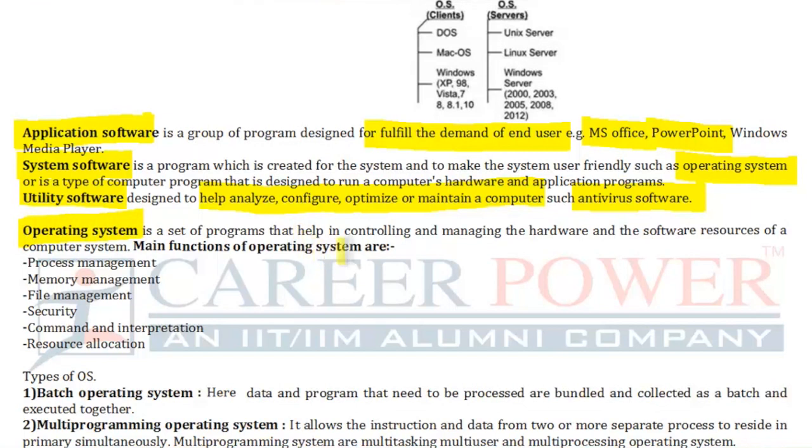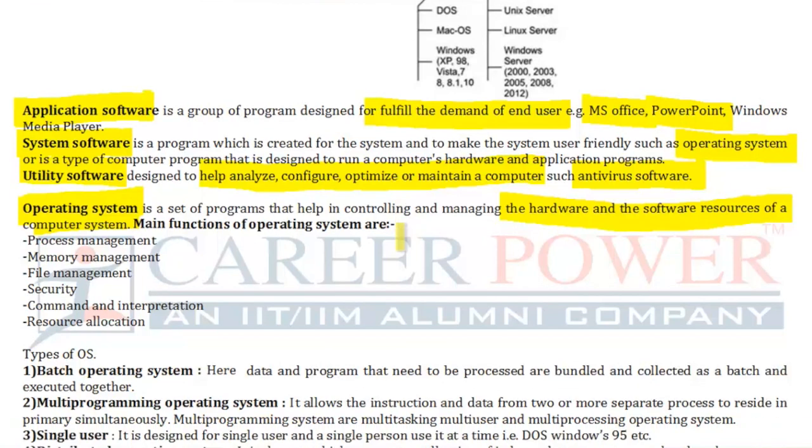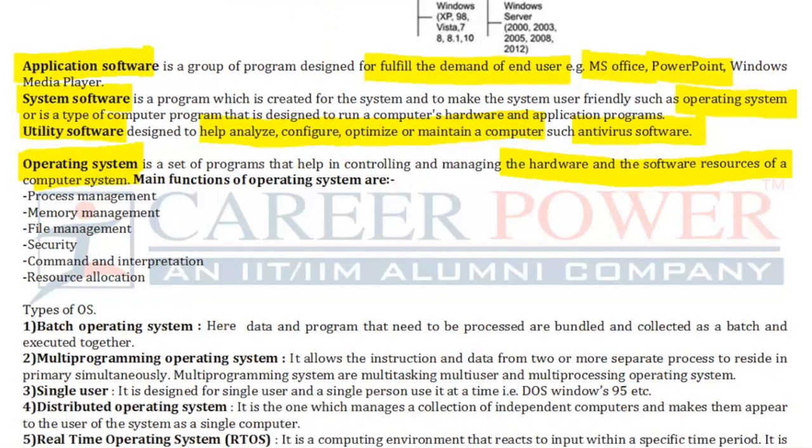It is a set of programs that help in controlling and managing the hardware and software resources of a computer system. See, operating system is the platform upon which the other application softwares will work. Some major functions of operating system are process management, memory management, file management, security, command interpretation, resource allocation. These are some major functions of operating system.